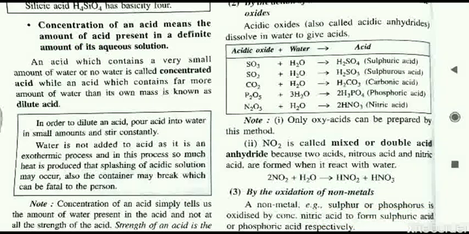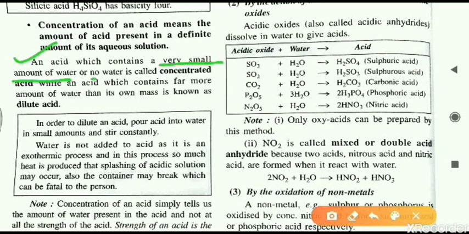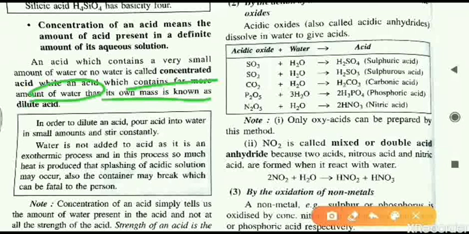You can see here the definition is pretty simple. If a very small amount of water is there, or no water at all, then it is a concentrated acid. On the other side, if there is far more water than acid, then it will be a dilute acid. So this is a very simple classification of acids, concentrated as well as dilute acids.